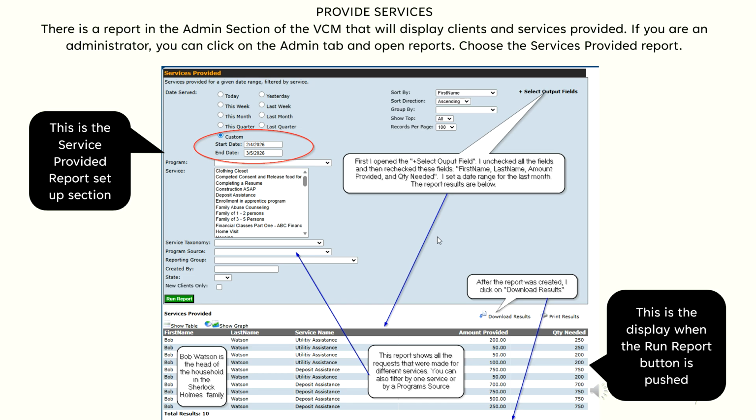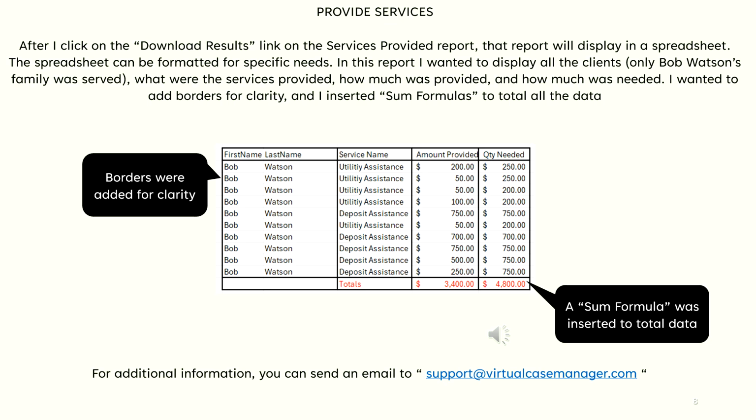I would like to do more with this report. So once this report results are shown, I will click on the Download Results because I want to do some formatting with this report. After I click on the Download Results link on the Services Provided report, that report will display in a spreadsheet. The spreadsheet can be formatted for specific needs.